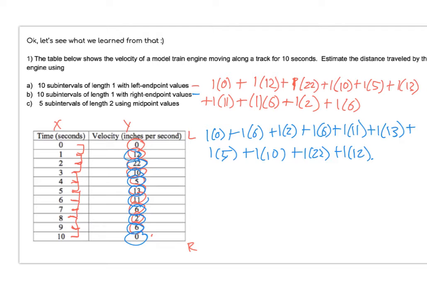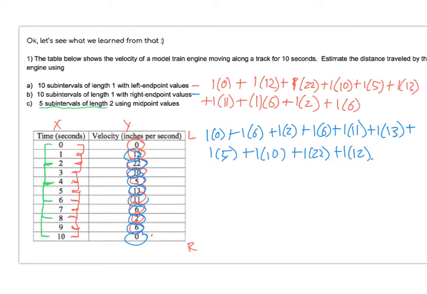Most of the problems that we look at are not going to have 10 pieces. This is an exception rather than the rule. The last piece of this is we're looking at 5 subintervals of length 2 using what we call midpoint values. So my subintervals are going to be from 0 to 2, from 2 to 4, 4 to 6, 6 to 8, and 8 to 10.